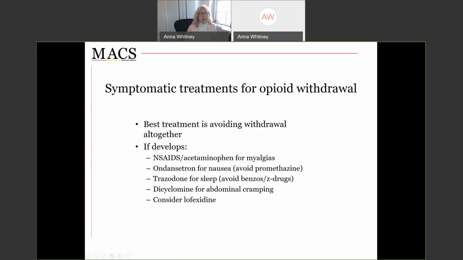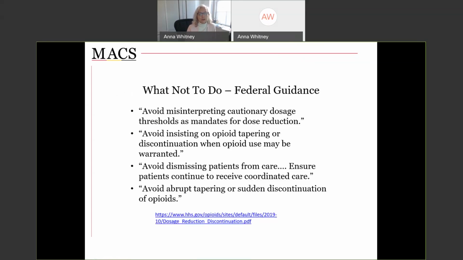And then the federal guidance really wanted to specifically highlight a few things of what not to do, because these are the practices that sometimes get patients and prescribers into trouble. Avoid misinterpreting cautionary dosage thresholds as mandates for dose reduction, really thinking about this as a risk-benefit assessment and a voluntary, patient-centered tapering effort. Avoid insisting on opioid tapering or discontinuation when opioid use may be warranted.